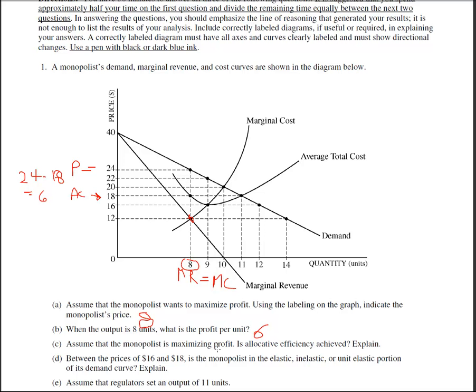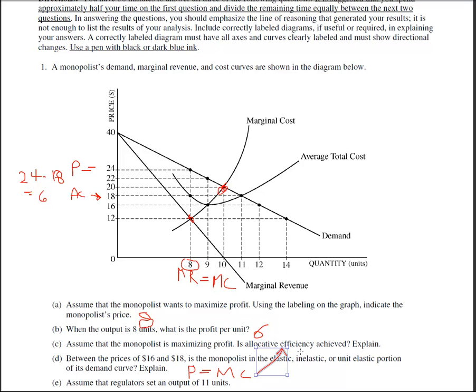Assume the monopolist is maximizing profit. Is allocative efficiency achieved? No, because allocative efficiency is where we want to have price equal to marginal cost. Well, price is equal to marginal cost right here. The demand curve is equal to marginal cost. So actually I need to put that up here. Sorry about that. So price is equal to marginal cost.